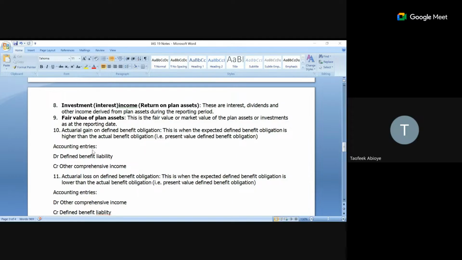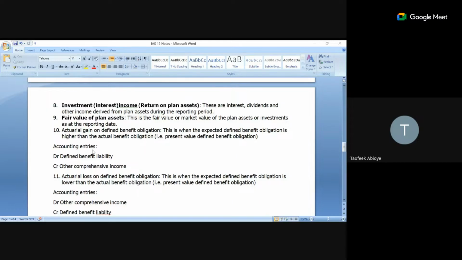So actuarial loss is when I budgeted 100 million. My defined benefit obligation is 100 million. Then the investment analyst now measures my benefit obligation, and now it is 120. It is not 100. It is 120. So my debt has increased. My obligation has increased, which is a loss. So that is an actuarial loss.